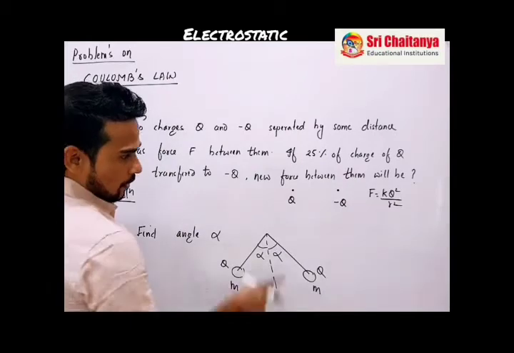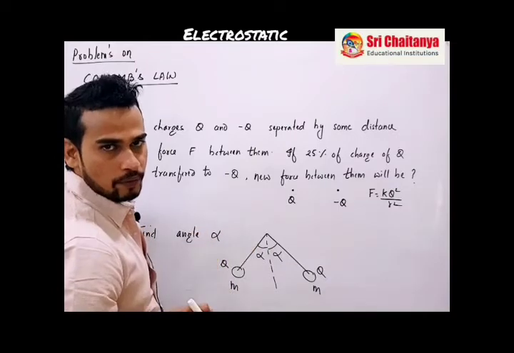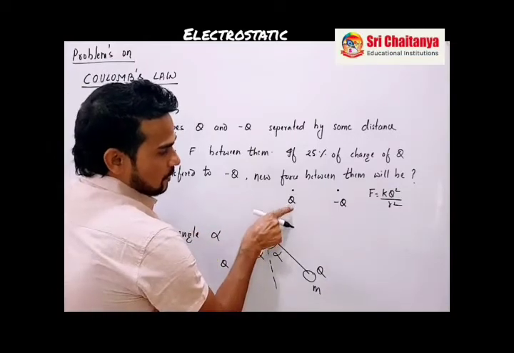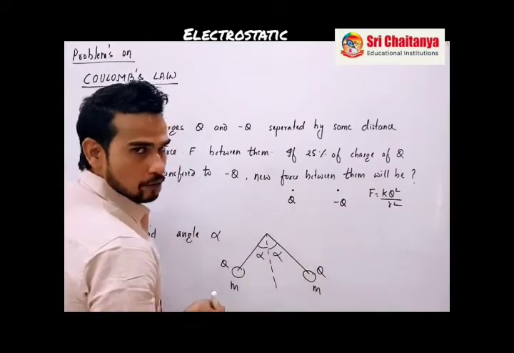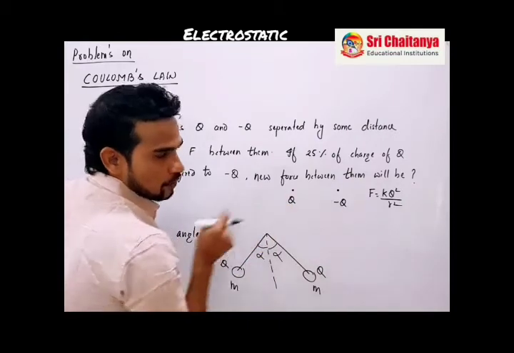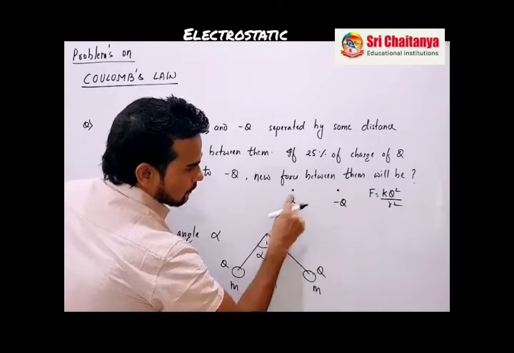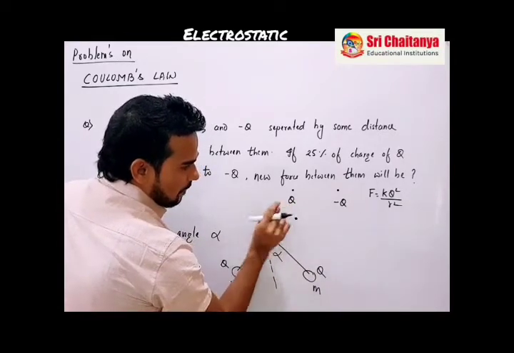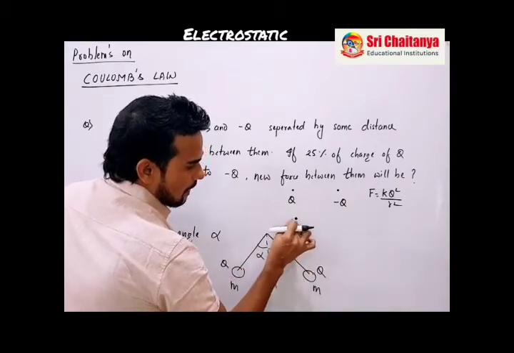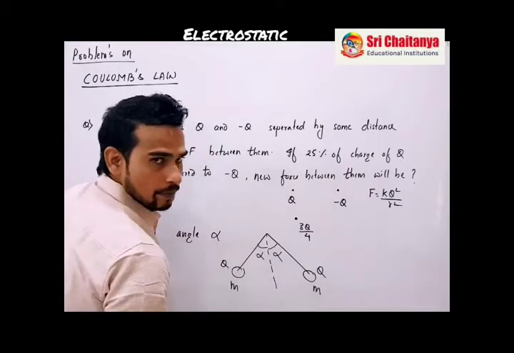Now what you said, 25%. 25% means Q by 4. Now 25% of charge of Q is transferred to minus Q. So Q by 4 of this Q is transferred to this. So what will be its final charge now? If you transfer Q by 4, Q it was having, Q by 4 is transferred. So its remaining charge will be Q minus Q by 4. That is 3Q by 4.